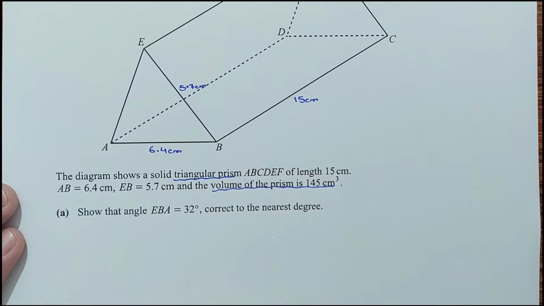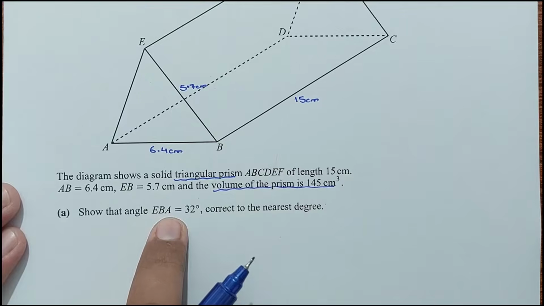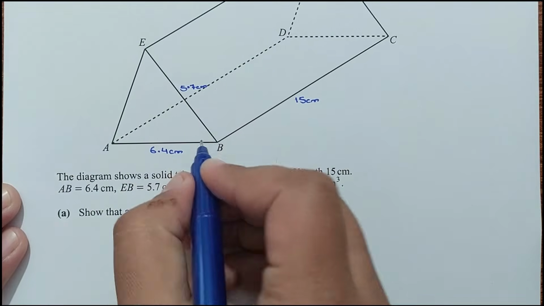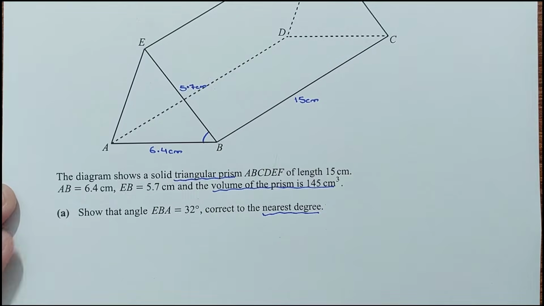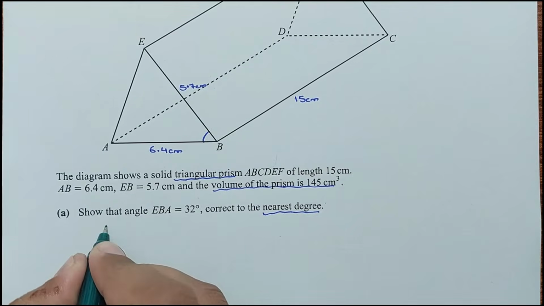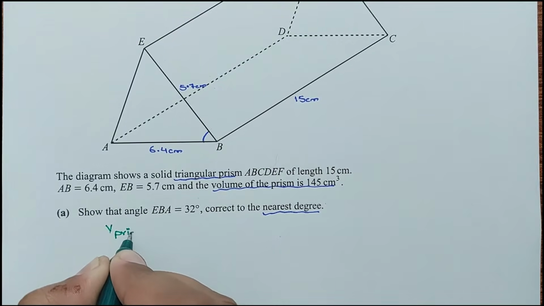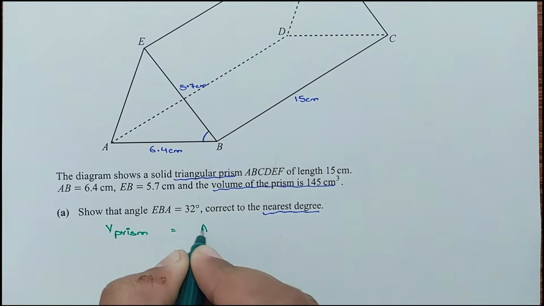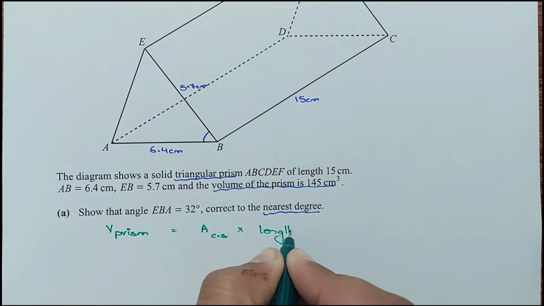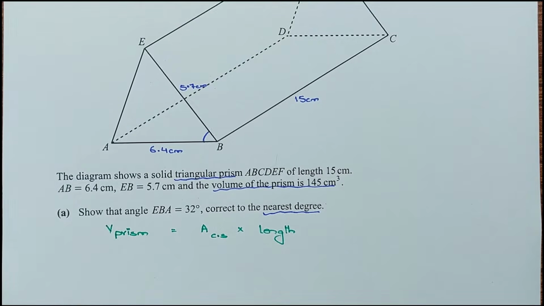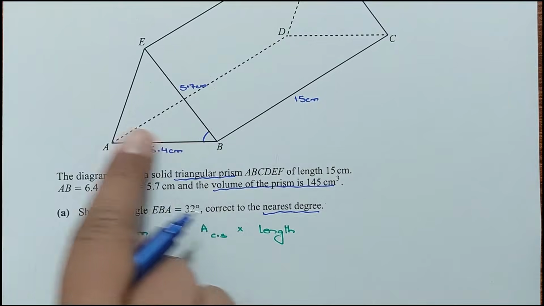Now for part A, show that the angle EBA is 32 degrees, correct to the nearest degree, right? So we have been given the information about the volume of a prism. We know that the formula for the volume of a prism is area of cross section times length, right? So the volume we have been given is 145, and this should equal the area of cross section times length. This is a triangular prism, so the cross section is a triangle.